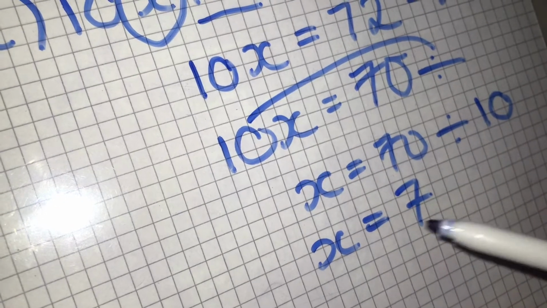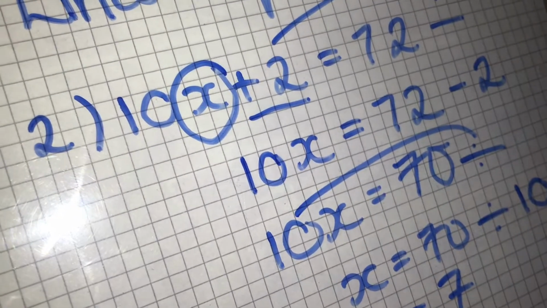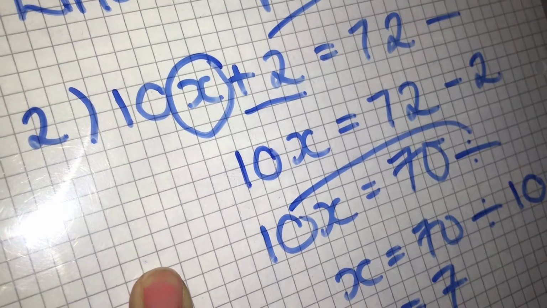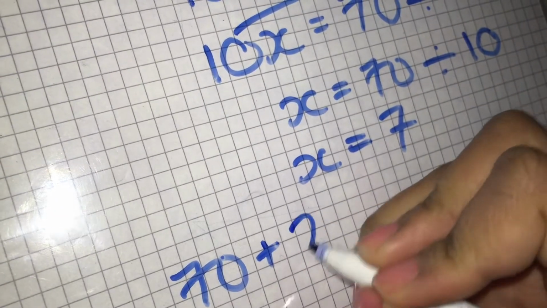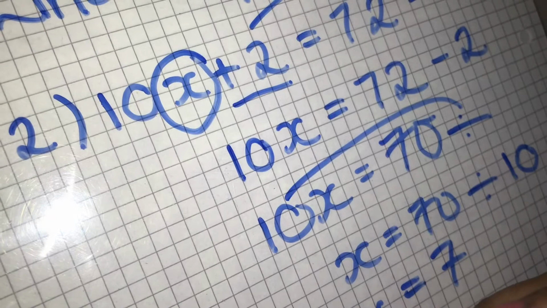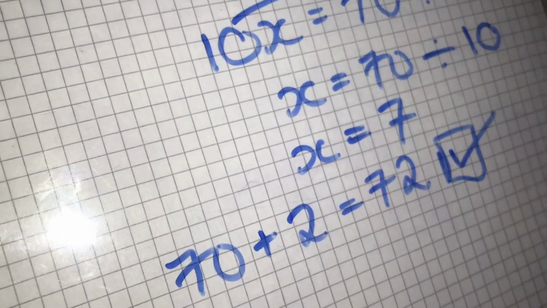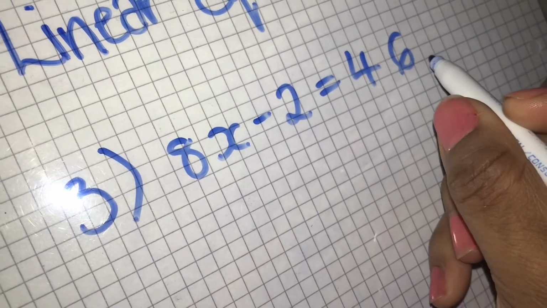And let's substitute it back into the original equation to see if we're correct. So if x equals 7, 10 times 7 is 70, plus 2 equals 72. Is that correct? Yes, it is. Well done. Let's try another one. Okay, so this one is 8x minus 2 equals 46.